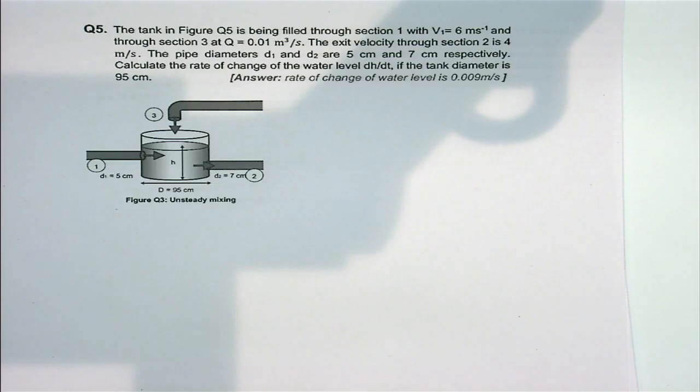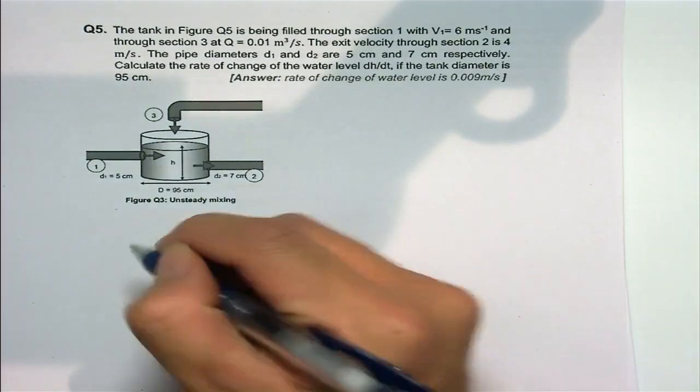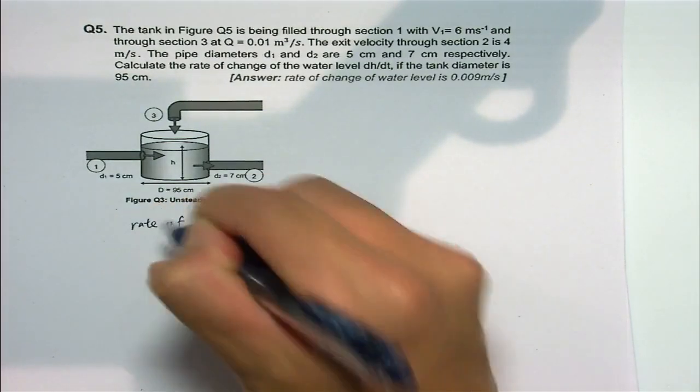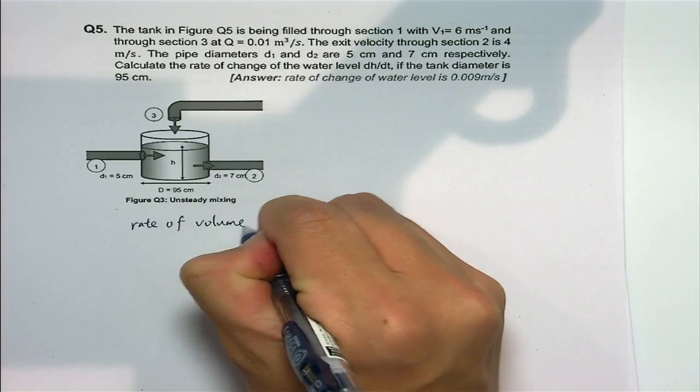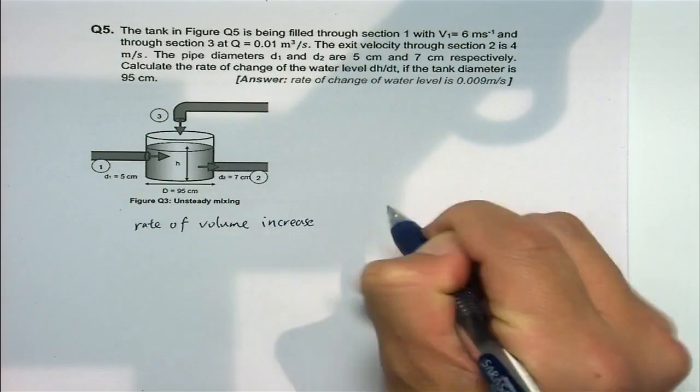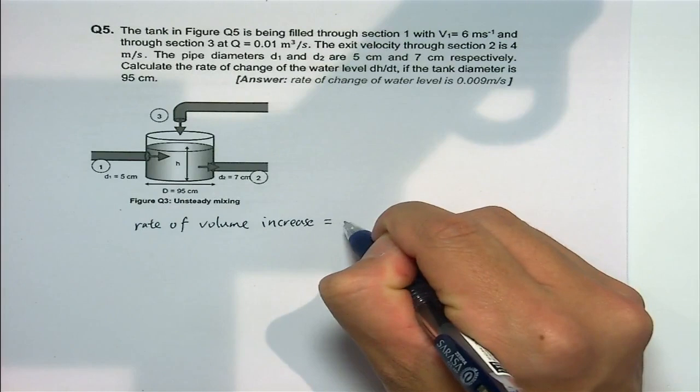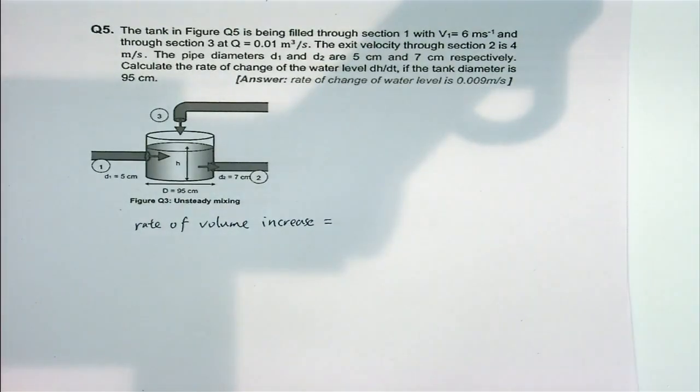So the volume inside the tank increases because we add water in. Like the former two questions, we suppose it is incompressible. So we apply the conservation law for the volume flow. For the volume, the rate of volume increase is equal to the net volume flow rate into the chamber.